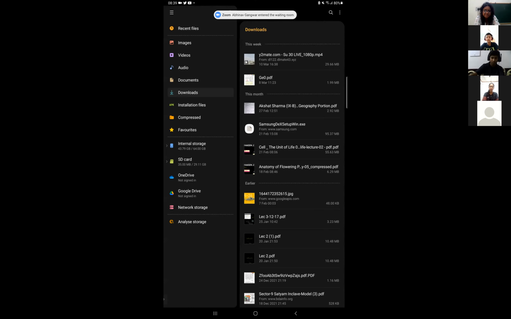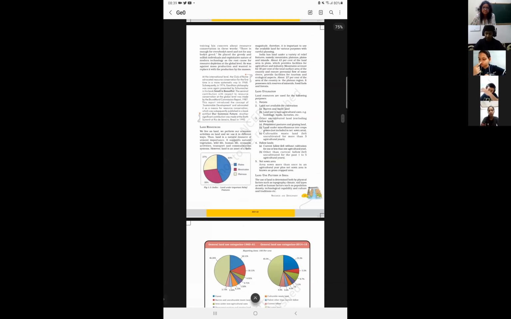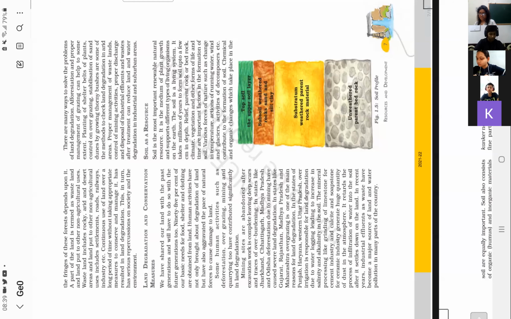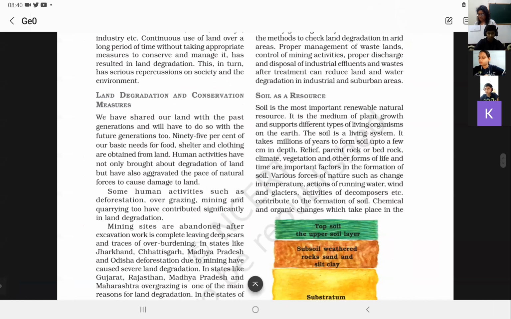Karthik, read, beta. Ma'am, from the beginning of soil as a resource. Soil is the most important renewable natural resource. It is a medium of plant growth and supports different types of living organisms on the earth. The soil is a living system. It takes millions of years to form soil up to a few centimeters in depth. Relief, parent rock or bedrock, climate, vegetation and other forms of life, and time are important factors in the formation of soil. Various forces of nature, such as change in temperature, actions of running water, wind and glaciers, and activities of decomposers, etc., contribute to the formation of soil. Chemical and organic changes which take place in the soil are equally important. Soil also consists of organic, humus, and inorganic materials.